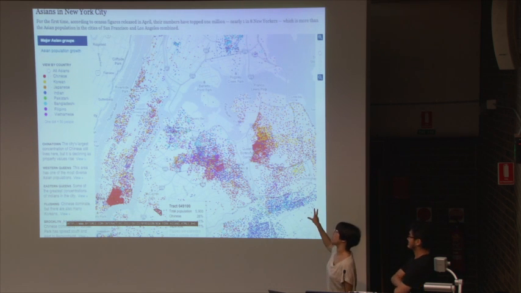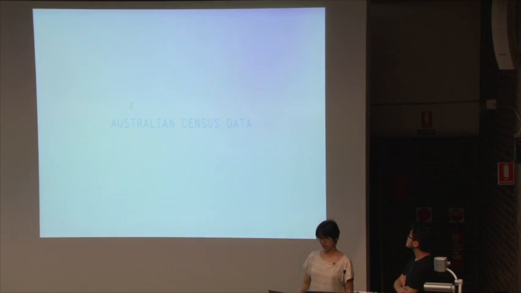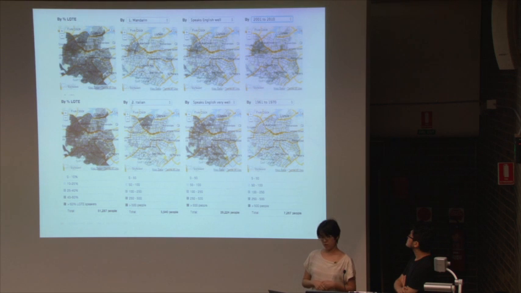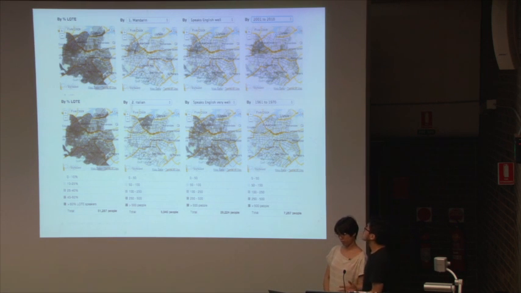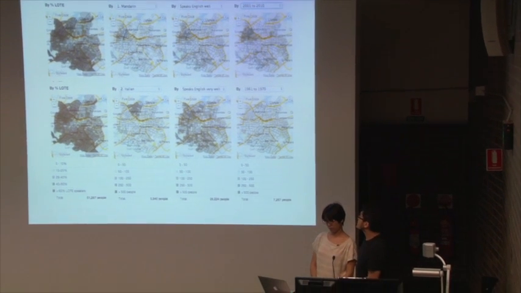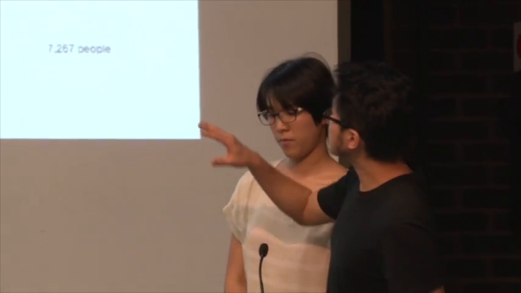So you can see all of the clusters of different communities within New York, where they are, and it paints a picture of these communities. But close to home, with the Australian census data, this is something that we've done for SBS, and it's still unpublished. But here we have two sets of maps.